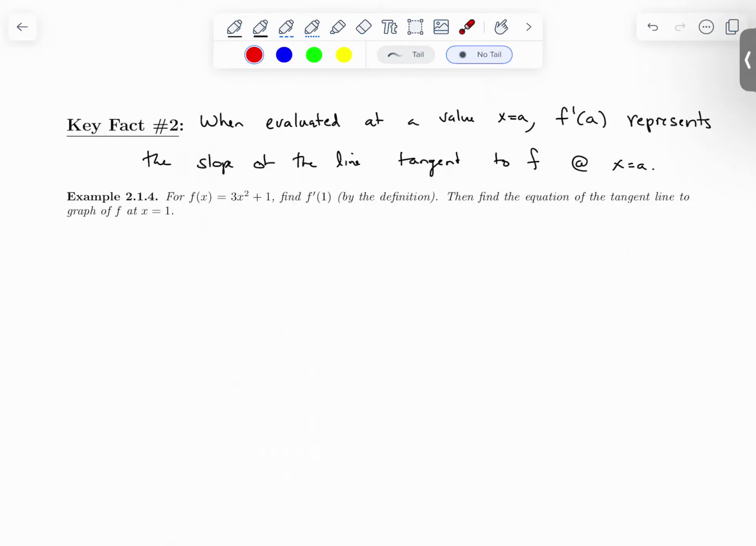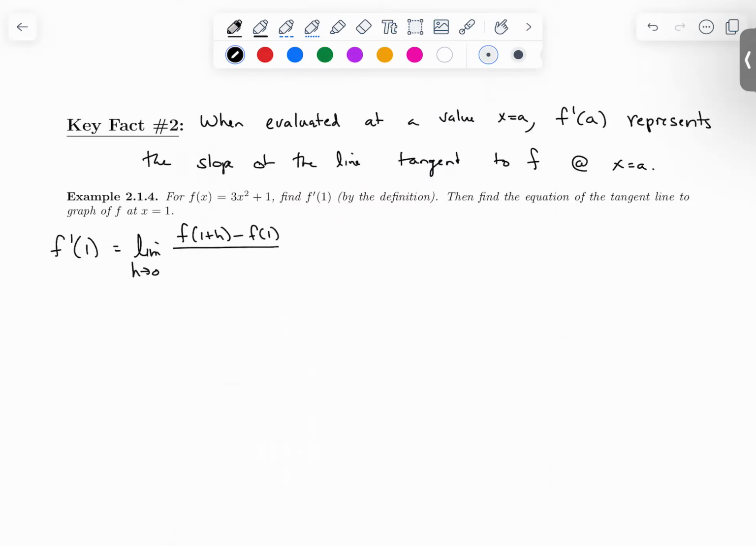All right, so f prime of 1. This is where I would honestly recommend using the secondary version of the definition of the derivative. It would be easier that way. However, just because we usually like to use the other one, I'm going to do that. This will be the limit as h approaches 0 of f of 1 plus h minus f of 1 divided by h.